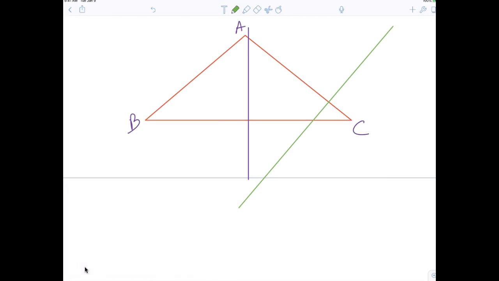No. If it bisected AC, guys, here's what would be true: this distance right here is the same as this distance right there. Does it bisect AC, guys? No. Does everybody agree with that?